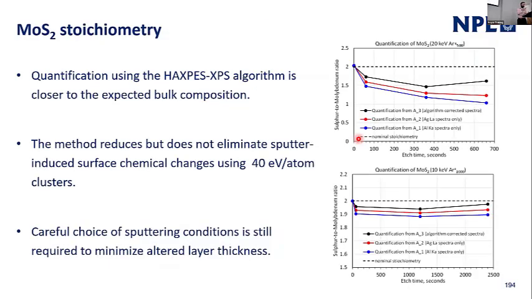So what that looks like in terms of quantification. In both cases, that brings the stoichiometry closer to the expected value. It should be 2:1 sulfur to molybdenum, and in both cases that did work. It did bring it closer to that point, but didn't get there completely. So the lesson here is that you still have to make a careful choice of your sputtering conditions. You still need to optimize your sputtering conditions to reduce that altered layer as much as possible before reapplying this algorithm.